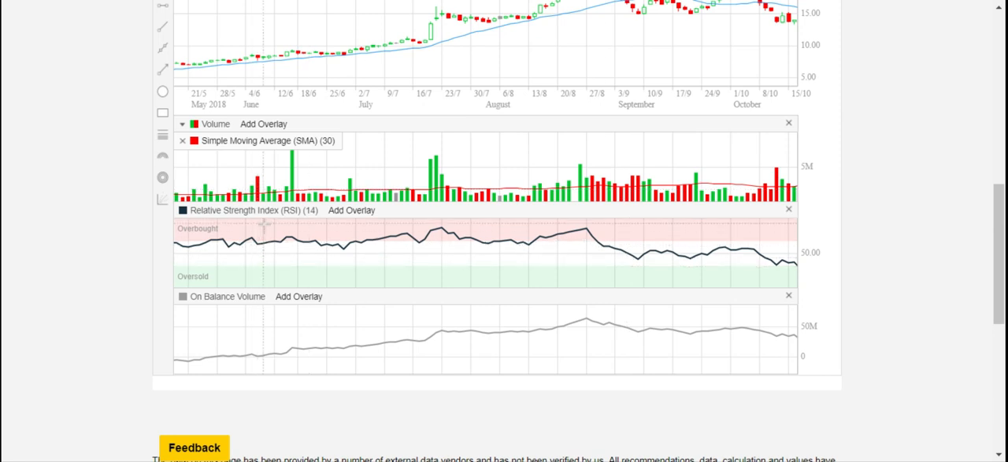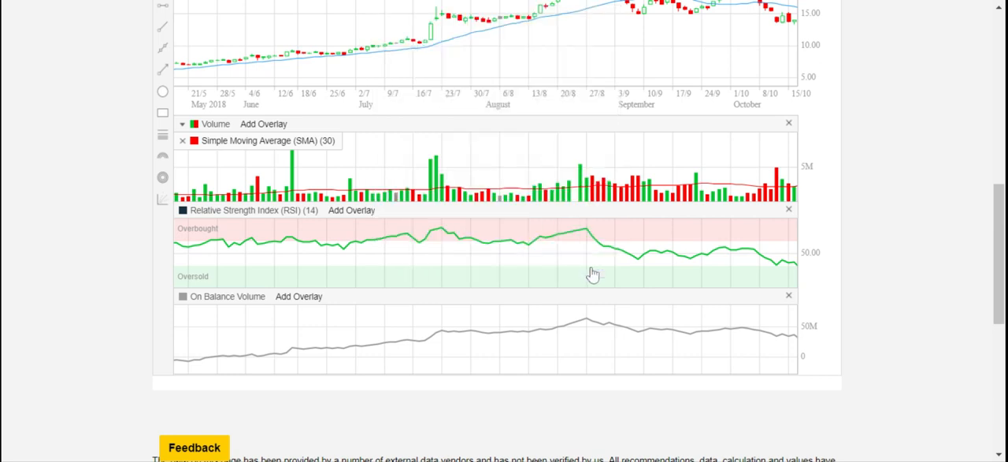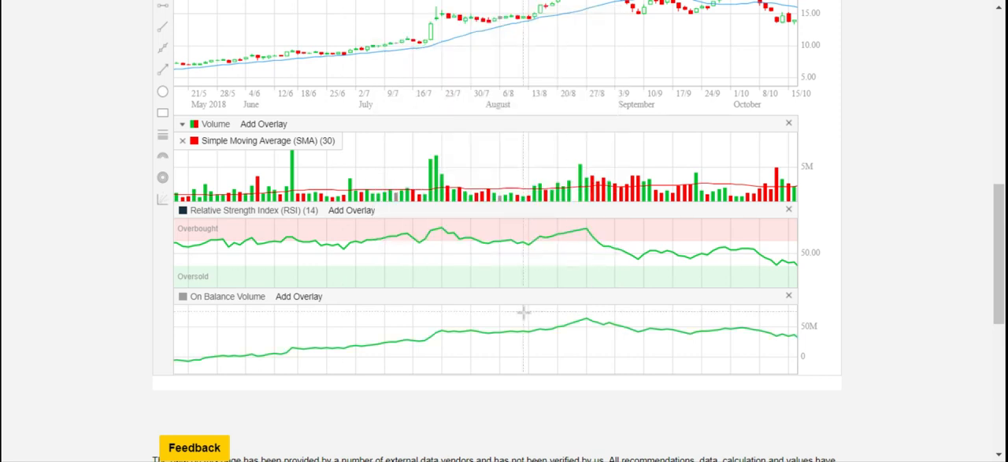I can go to the RSI and click on this one. I'm happy with the 14 day. I think technically a 7 day one gives you better signals, but 14 days is the most common one. So again, I can change that to a green line. The on balance volume, I'll change that to green as well. Remember, green is good.